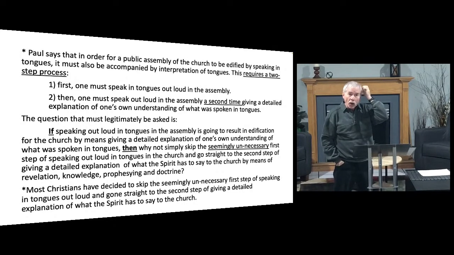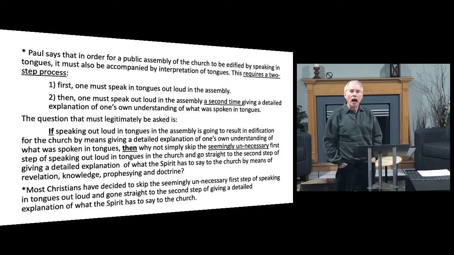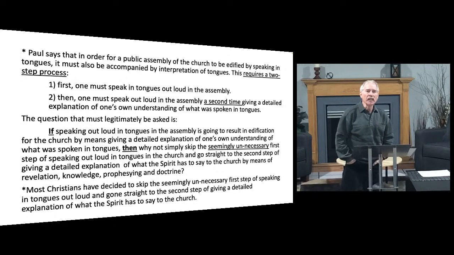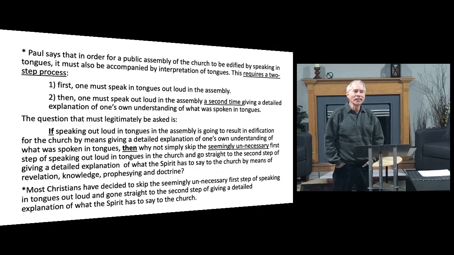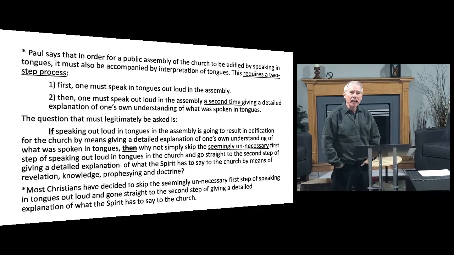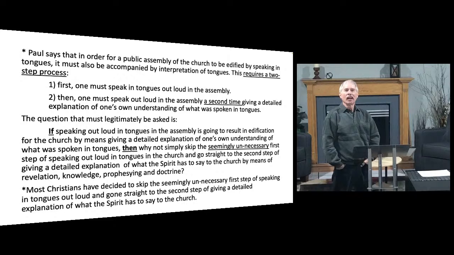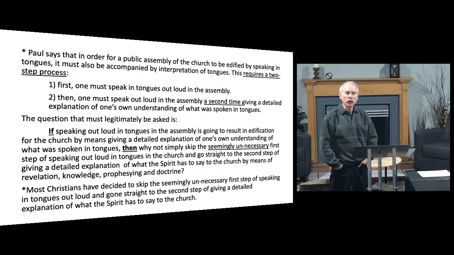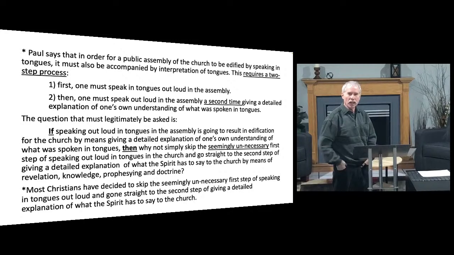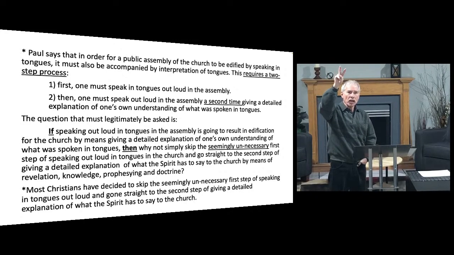The first step in that process is one must speak in tongues out loud in the assembly. But that's only the first step. The second step is one must speak out loud in the assembly a second time. You get that? One must then again speak to the assembly out loud, giving a detailed explanation of one's understanding of what was spoken in tongues. Okay? That's interpretation of tongues. It's a two-step process involving addressing the assembly two times.